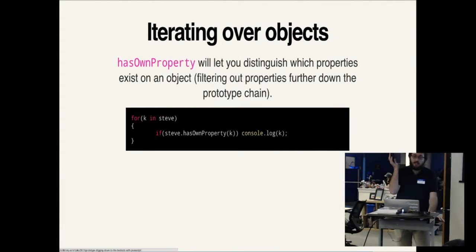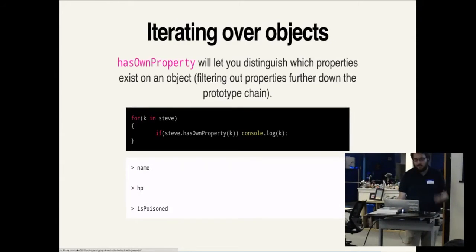So what you need to use in this case, or you can use, is hasOwnProperty. hasOwnProperty is the way in JavaScript where you can distinguish between things that an object actually owns itself and other things that exist further down the prototype chain. So if we then filter this for loop so that we're only looking for stuff that Steve actually owns on itself, we'll get name, hit points, is poisoned, but we won't get roll call. And that's what we want in this example.